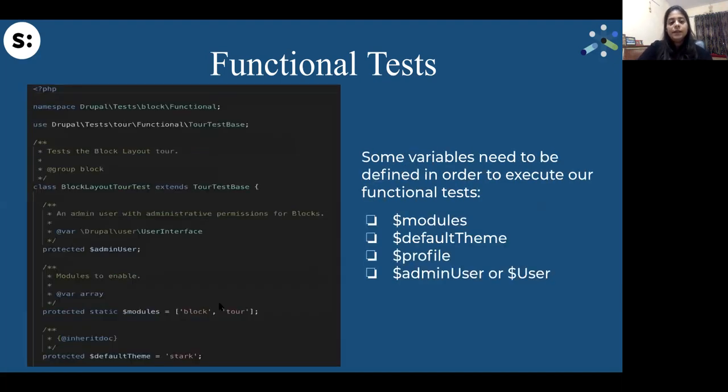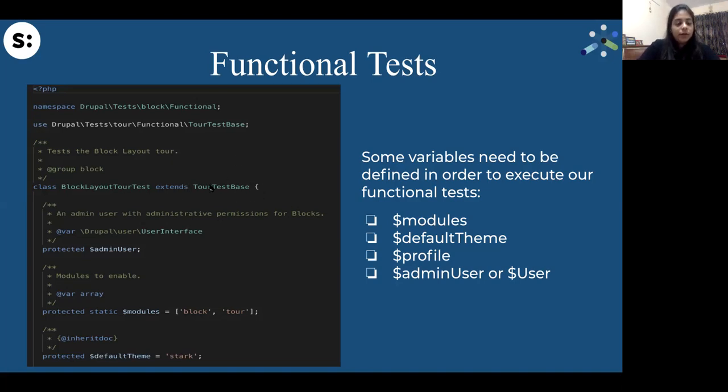So now we'll see one example of functional test. What I'm doing here, I'm testing the block layout tour functionality. So the tour that is present on the block layout page, block listing page. I've defined a new class, and this is extended from the to test base class. But if you'll see, this to test base class is derived from browser test base class, which is the base class for functional tests.